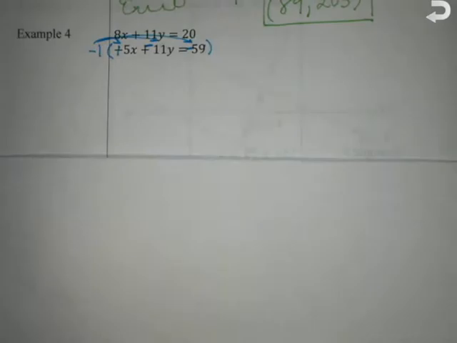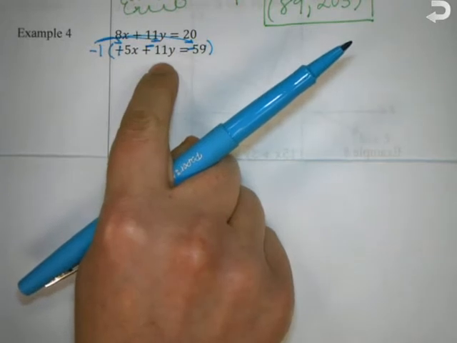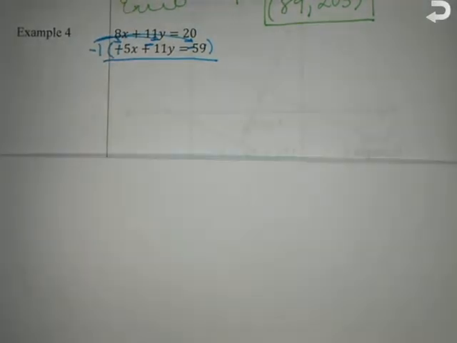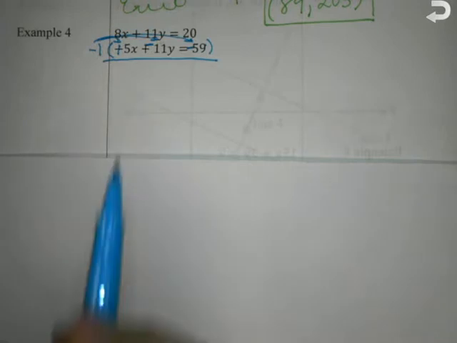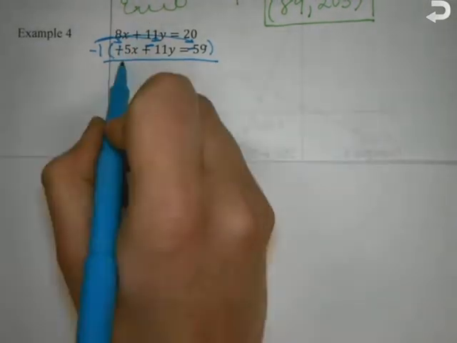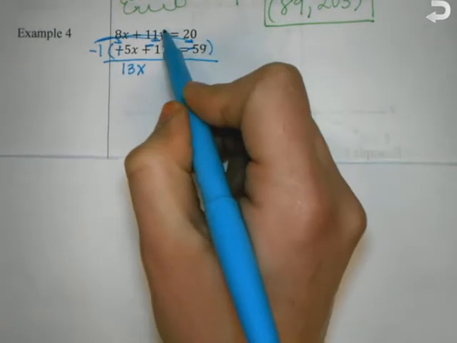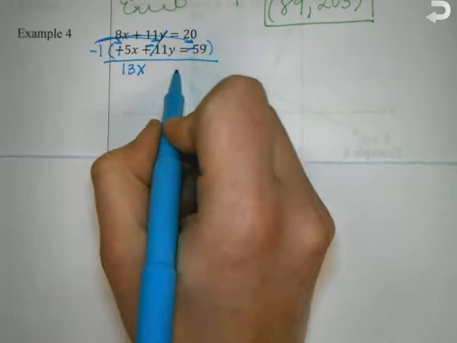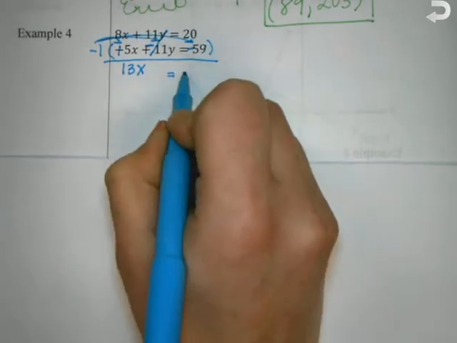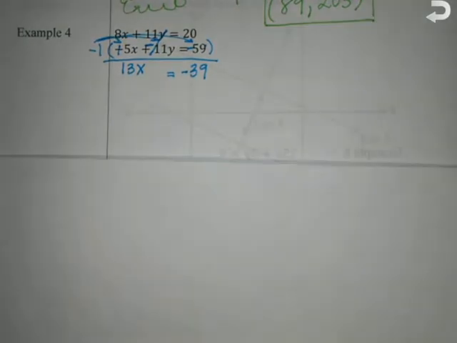Okay, so I add the equations together. So what do I get? 8x plus 5x is? 13x. 11y minus 11y? Cancels. And 20 minus 59? Negative 39. So far, so good? Destiny, what do I do next? I divide by 13.